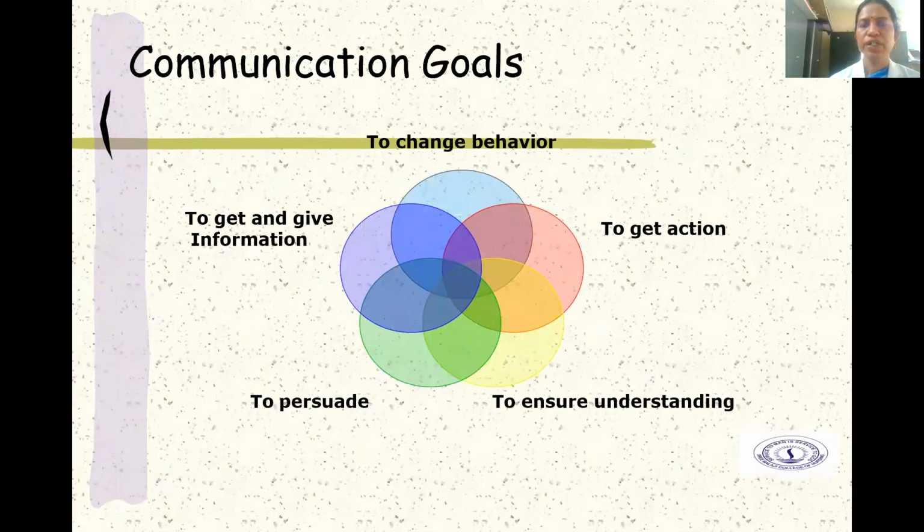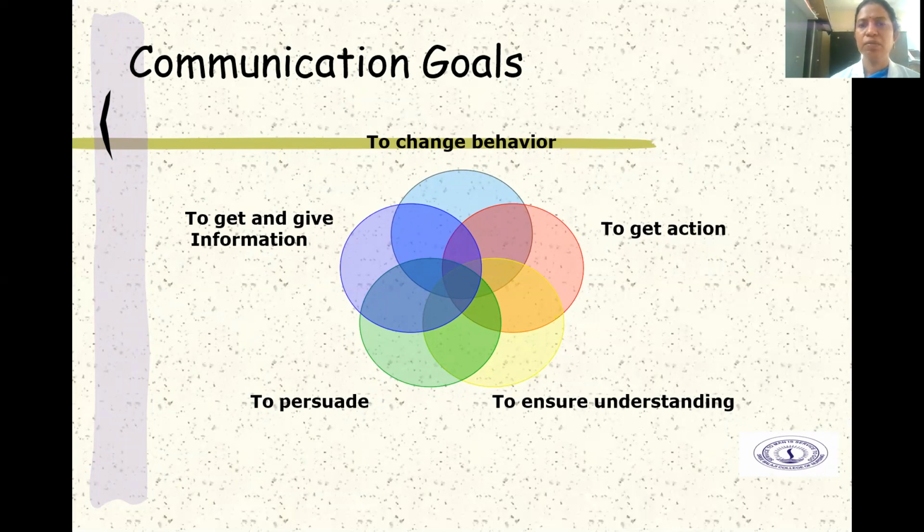Communication goals. For every task, there is a goal. So for a simple communication also, we have a goal. When we speak to somebody, we need to get and give information. So the aim of every little communication is to give some information to the other person. To persuade, that is, we want the other person to listen to us and to think the same way. So that is called persuasion.